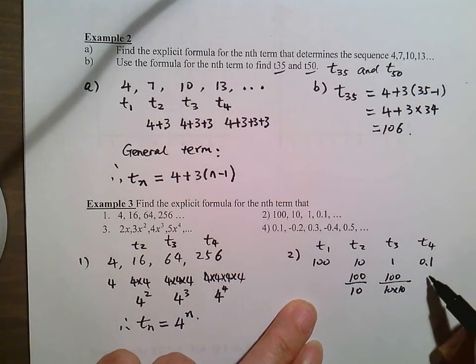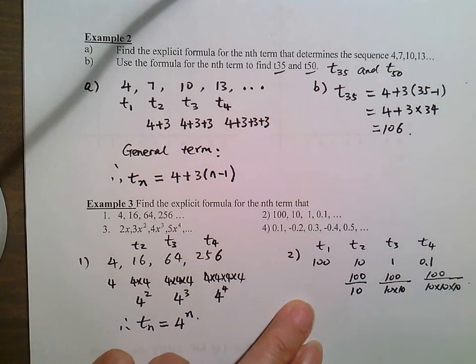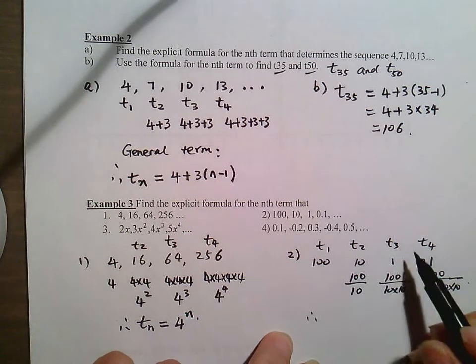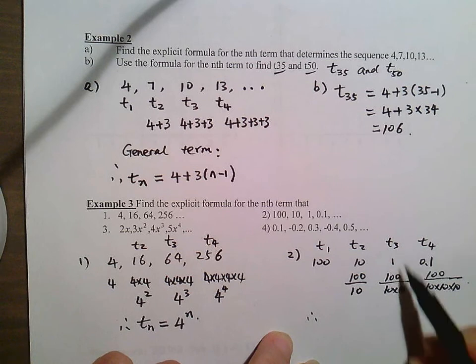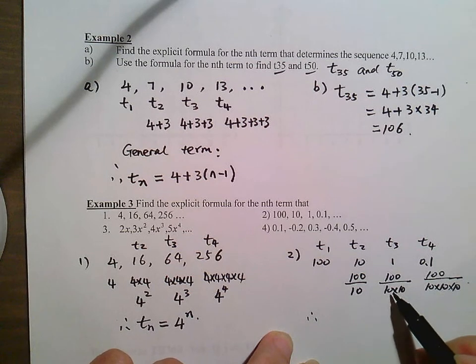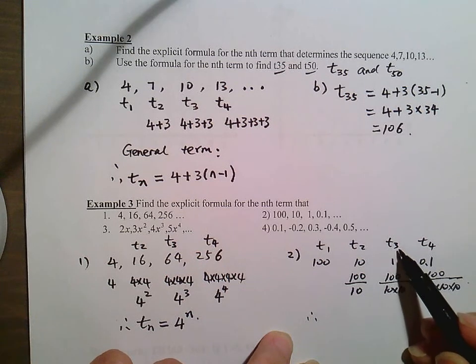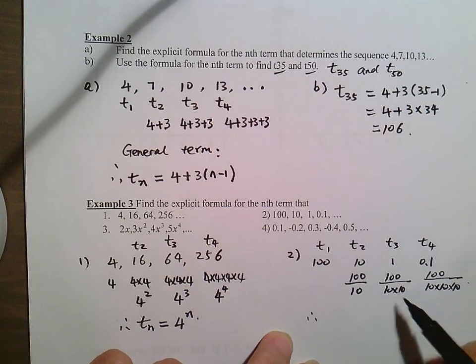And then the fourth term is 100 divided by 10 three times. Therefore, you can see the connection with the term number here: how many tens are in the denominator is 1 less than the term number.